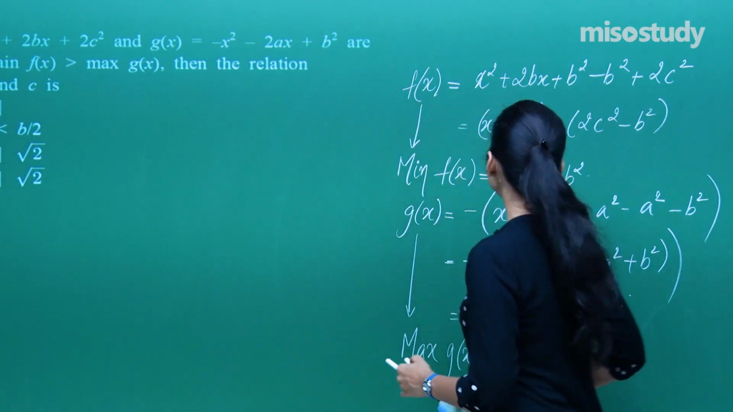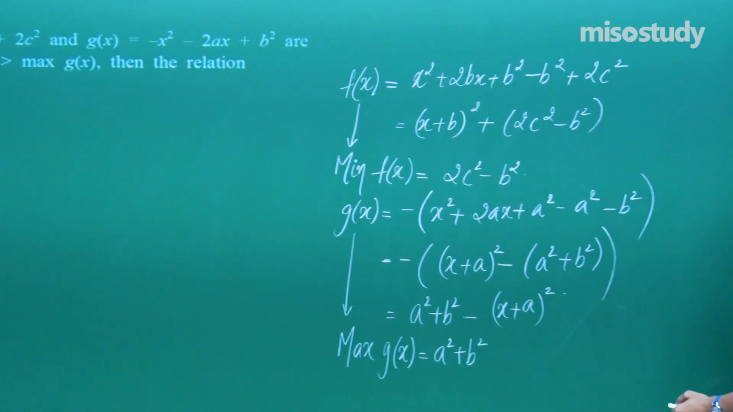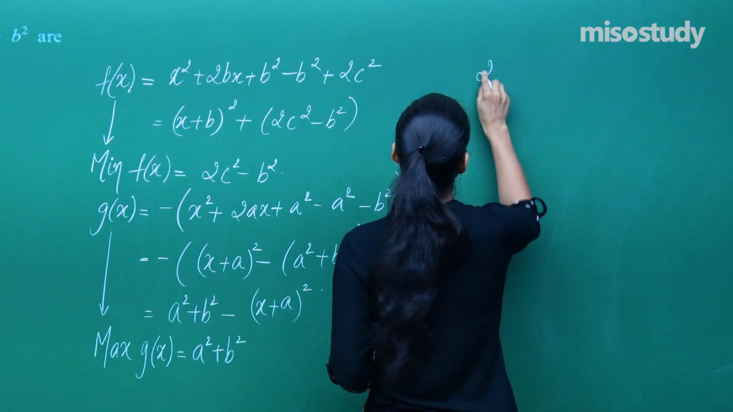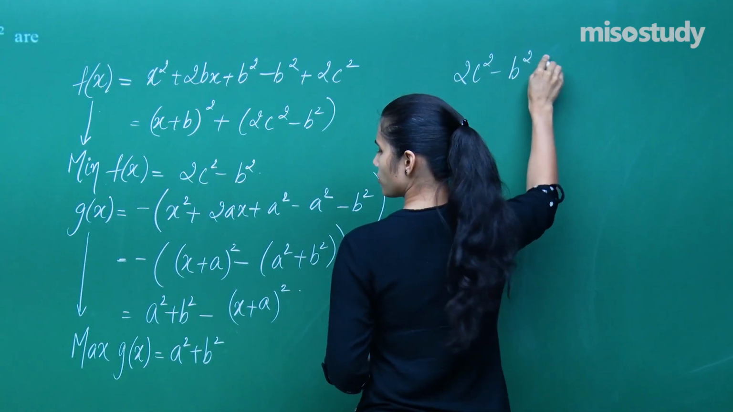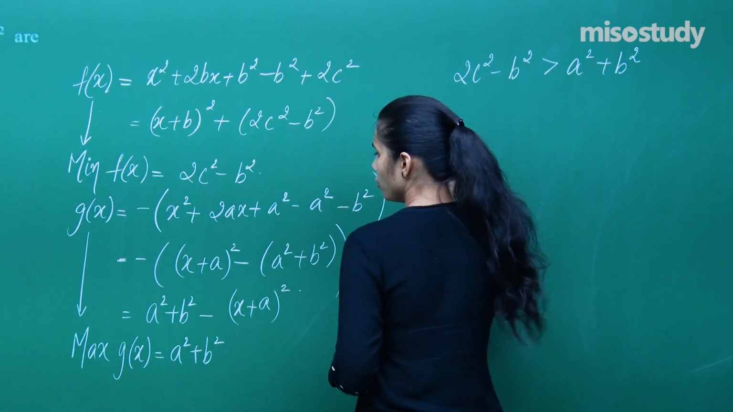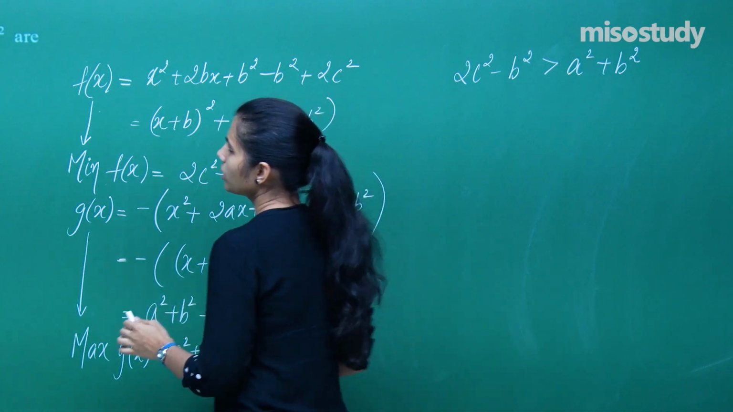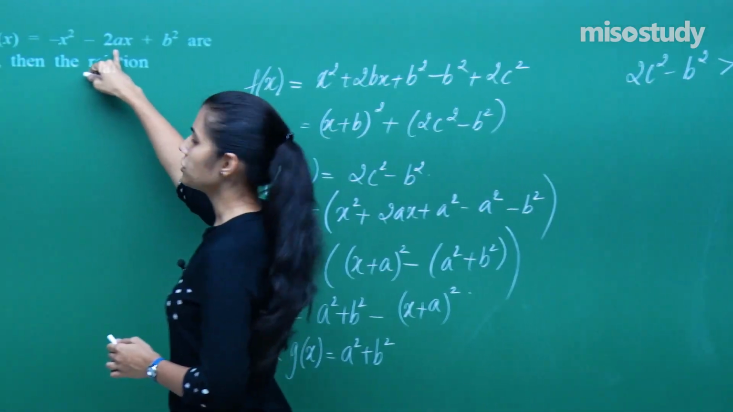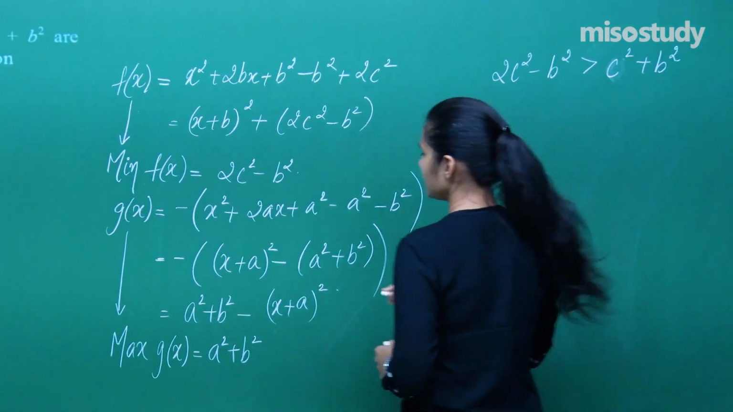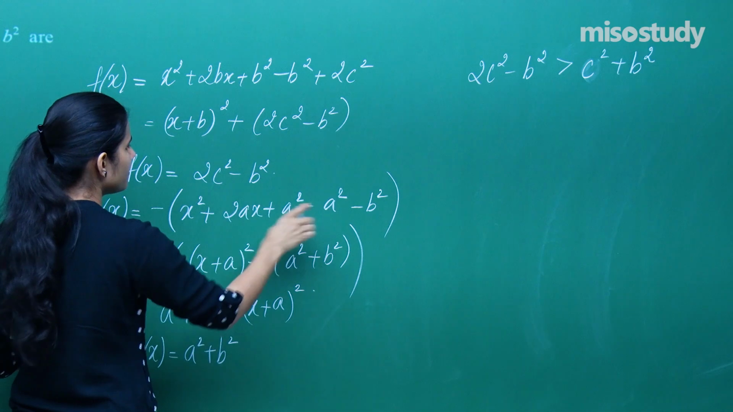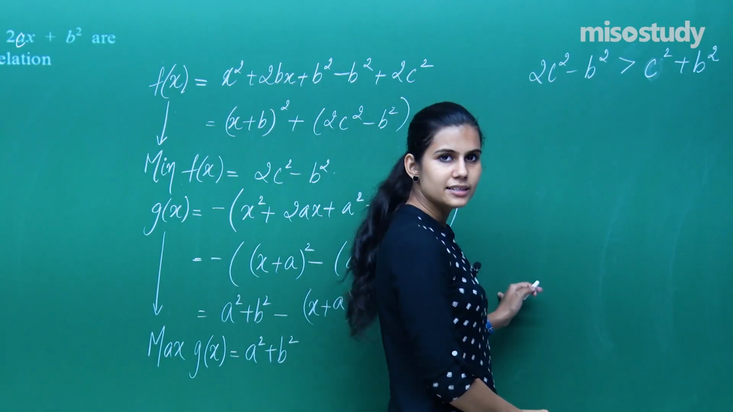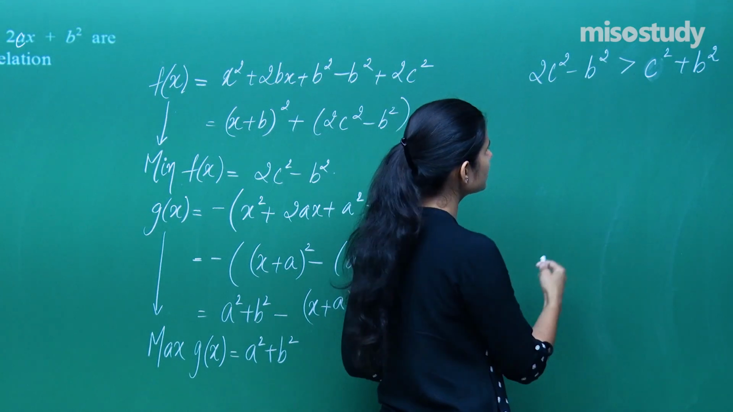It is given that the minimum of f(x) is greater than the maximum of g(x). So, you get 2c square minus b square is greater than a square plus b square. Over here, if I talk about this particular expression, it is not a square, it is actually c square. This shouldn't have been a square. Wherever there is a, there is c. So, just in place of a you replace c, because everything is in terms of b and c.